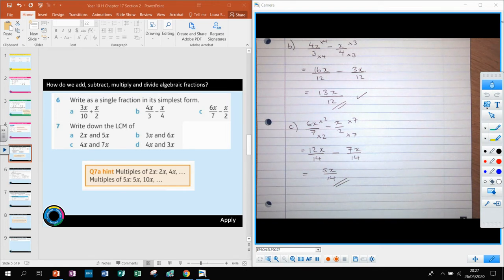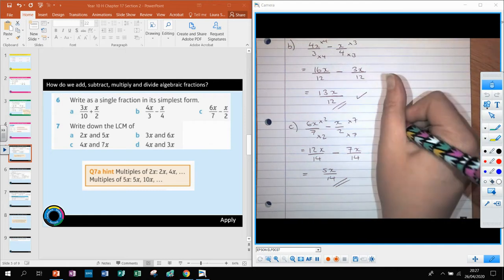Right. Okay, so for question 7, it was fairly straightforward. You needed to find the lowest common multiples. They gave you a hint. List the multiples as if you would normal multiples. So multiples of 2 are 2, 4, 6, 8. So multiples of 2x would be 2x, 4x, 6x, 8x, etc.